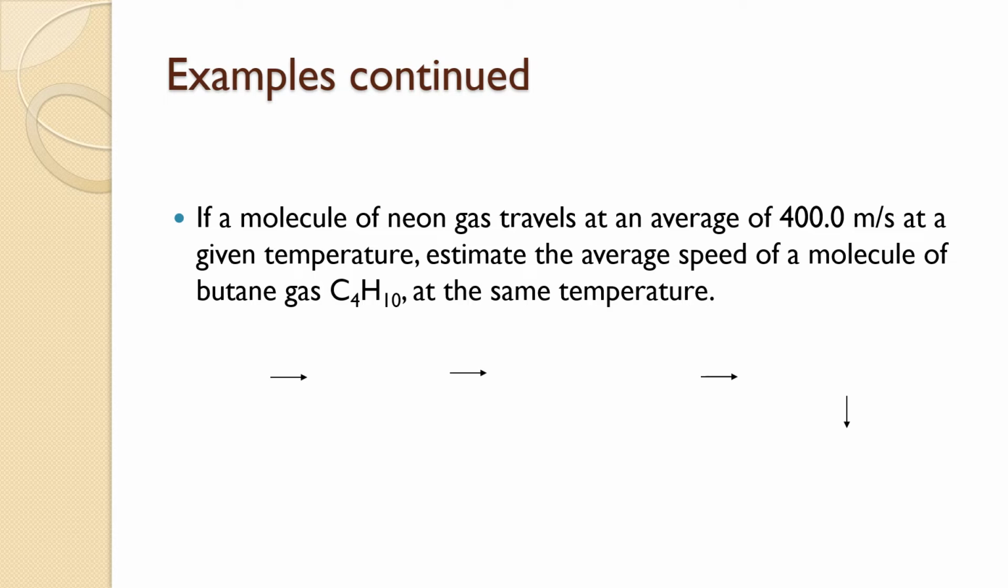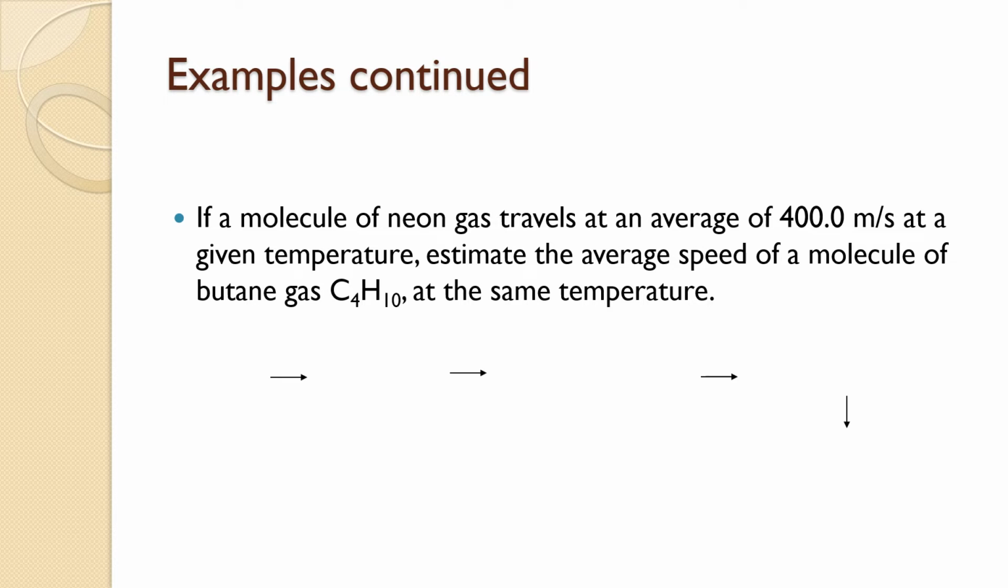So let's take a look at one more example. In this example, you'll notice that this time we have a speed. It says, if a molecule of neon gas travels at an average of 400 meters per second at a given temperature, estimate the average speed of the molecule of butane gas at the same temperature. So first, let's write down what we know.